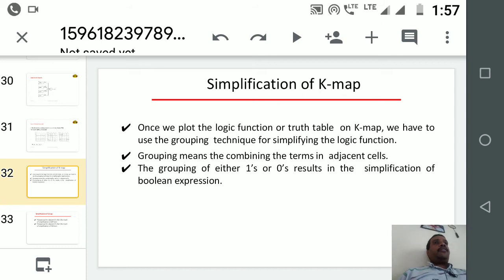So once we plot the logic function or truth table on a K-map, we have to use the grouping techniques for simplifying the logic function. Grouping means combining the terms in adjacent cells. The grouping of either ones or zeros in the simplification of Boolean expression: if you use the SOP form, then you make the group of ones, and if you use the POS form, at that time you group the zeros. If you prefer the SOP form, you should group ones, not zeros. But if you go for the POS, you should group zeros, not ones. This is the most important point.